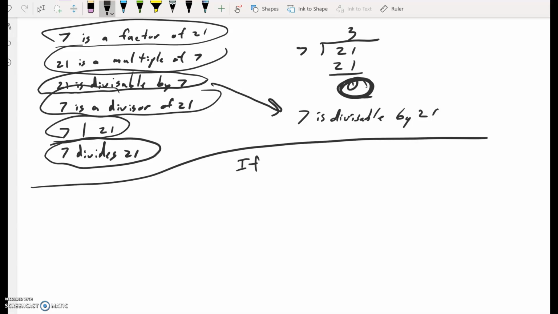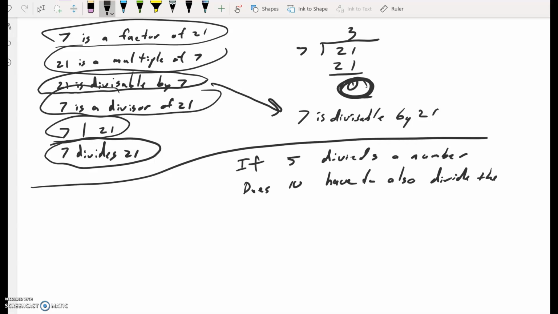If 5 divides a number, does 10, which is a multiple of 5, have to also divide the number? And the answer is no. Here's an example. 15. 5 divides 15. 5 divides into 15 without a remainder, but 10 does not. So this is not true.